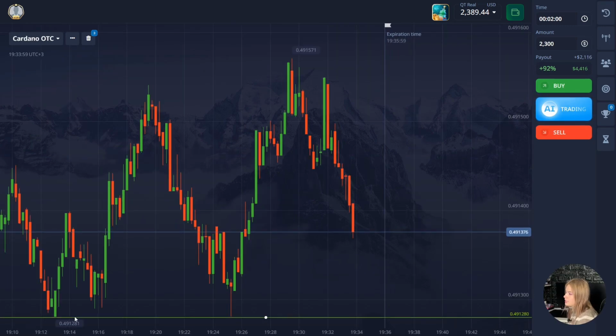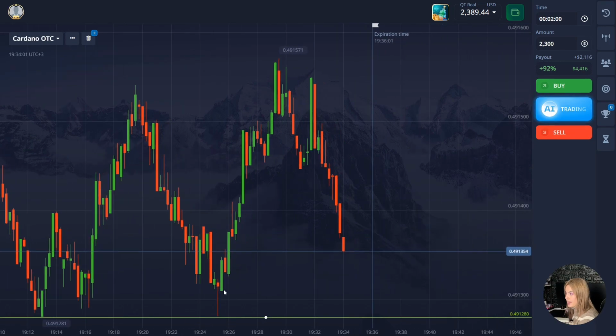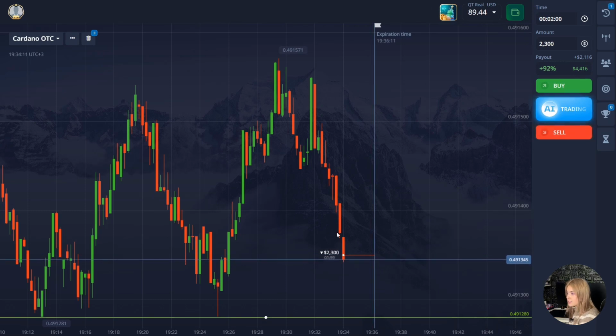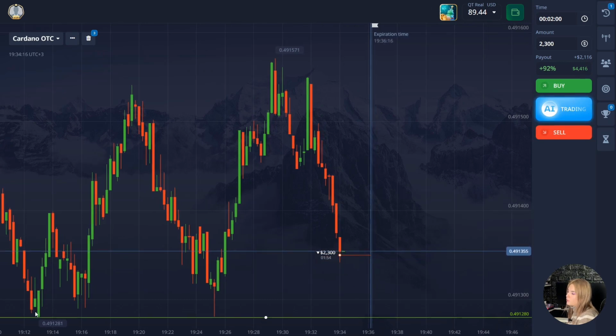So as you can see, here we have a support level at the bottom, and we can see that at the moment the price is approaching this level after rising. Therefore, we'll open a deal for 2 minutes to sell because there's still enough space left before this level. And we can see that the price has already quite clearly touched this level several times.